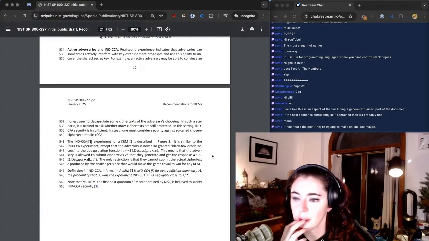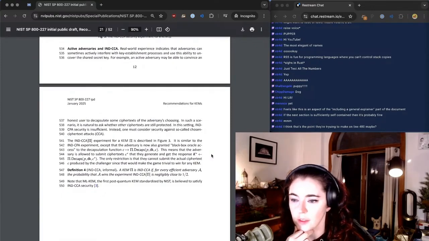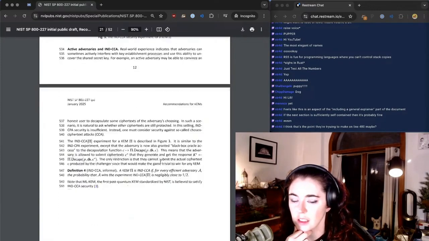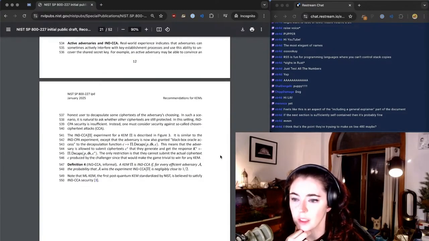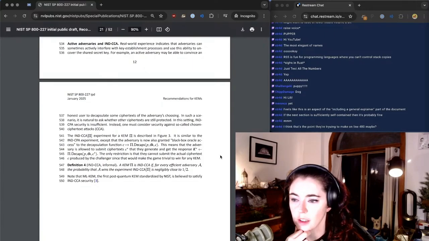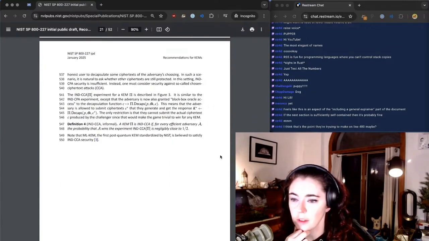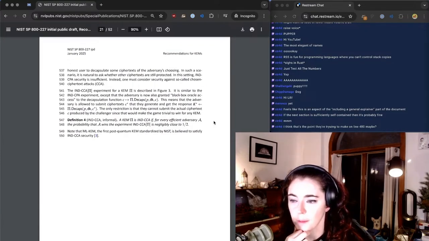Similar to the CPA experiment, the adversary is now granted black box oracle access to the decapsulation function. The adversary is allowed to submit ciphertexts that they generate and get the response of decaps. The only restriction is that they cannot submit the actual ciphertext C produced by the challenger, since that would make the game trivial to win. And the advantage is negligibly close to 1/2.